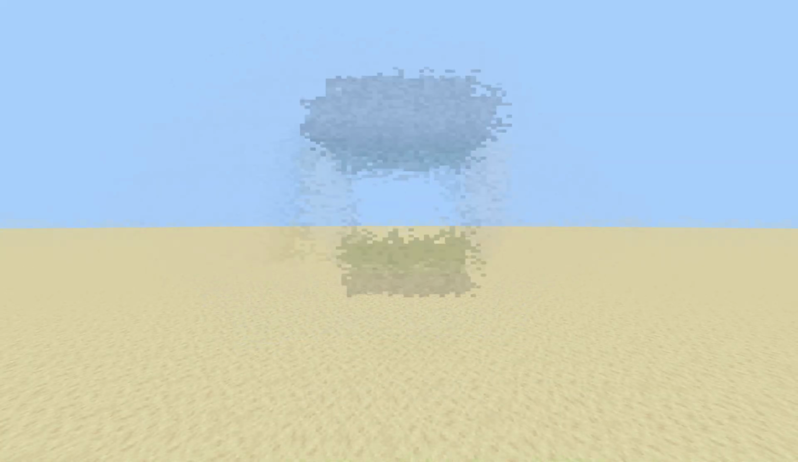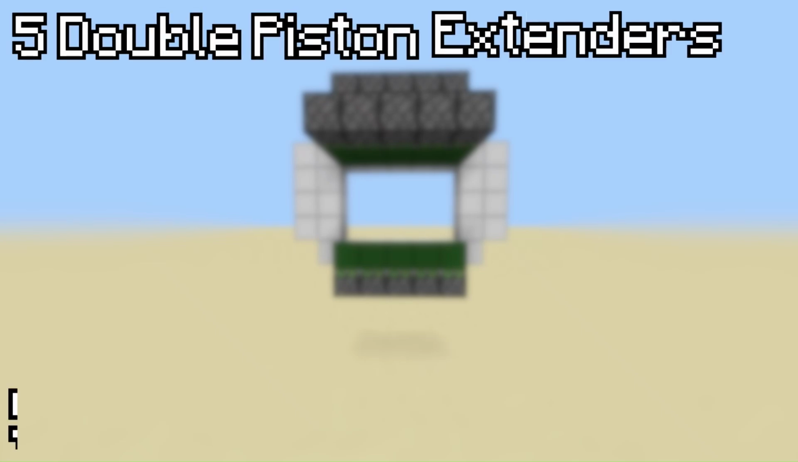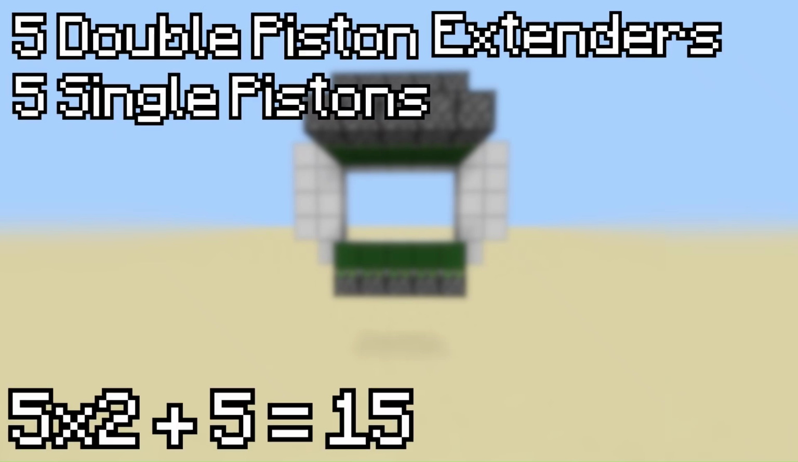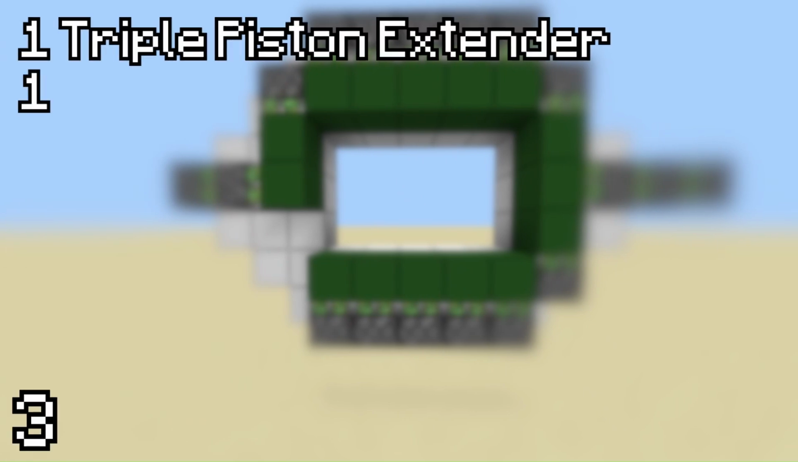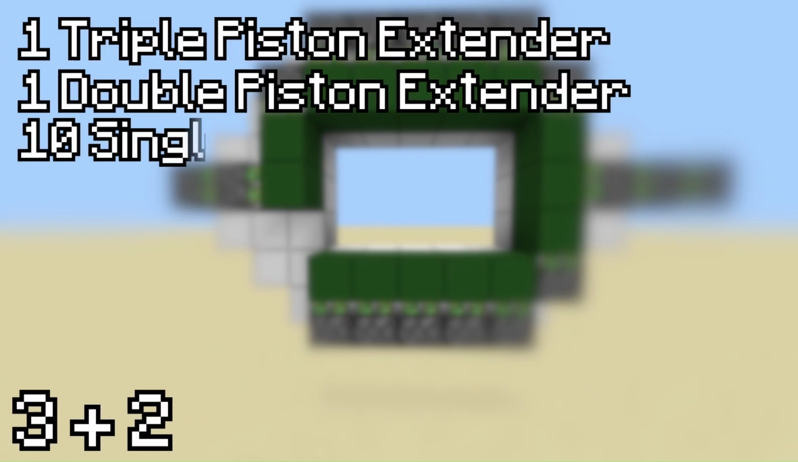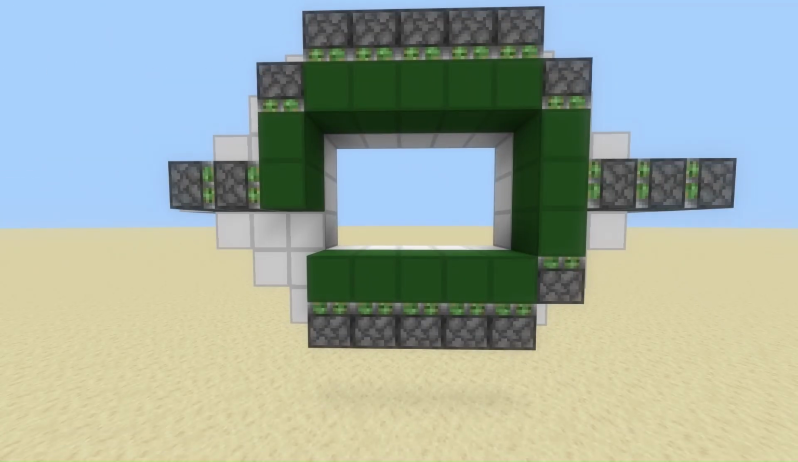Generally, we want to have the lowest number of piston extensions. We can build this door with 5 double piston extenders and 5 single pistons, or we can build it with 1 triple piston extender, 1 double piston extender, and 10 single pistons. Here, that results in 5 piston extensions each, which leads us to our next heuristic, number of storage blocks.